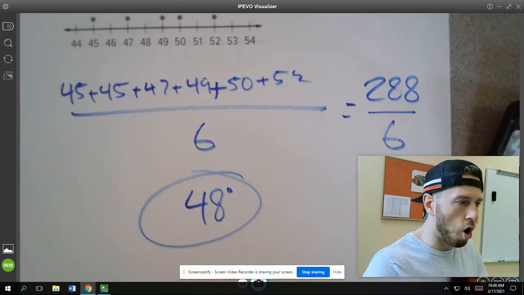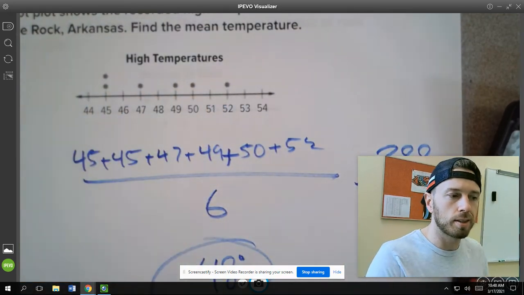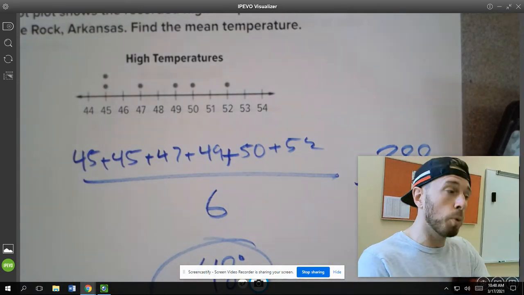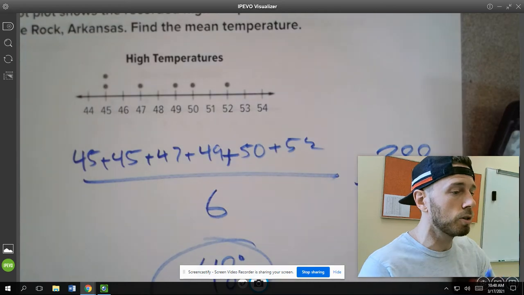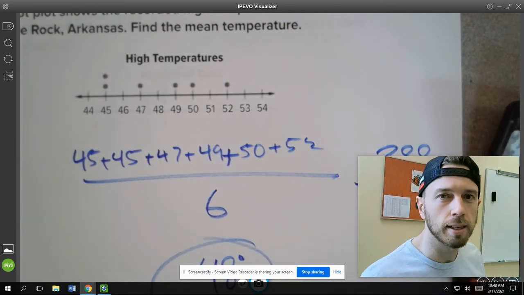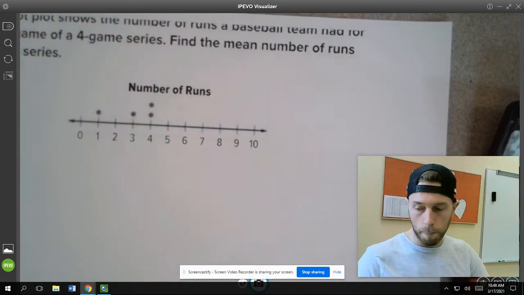And instead of saying all those different temperatures in Little Rock, Arkansas, if somebody asked you what the temperature has been like over the past 6 days, you wouldn't say, well, it was 45, and then it was 45, then it was 47, then it was 49, then it was 50, then it was 52. You would just say, it's an average of 48 degrees over the last 6 days. That's what's important about finding average or mean.